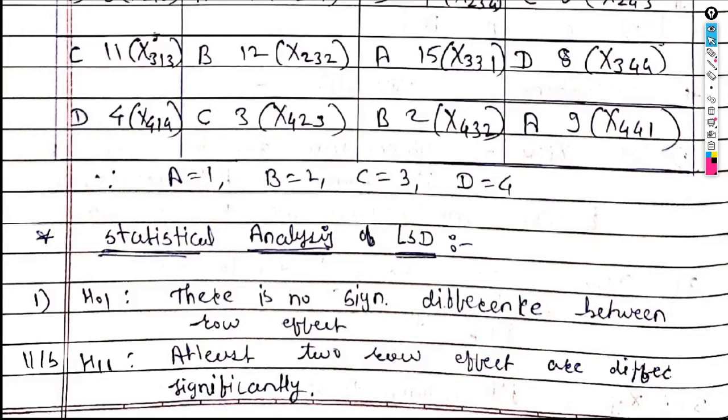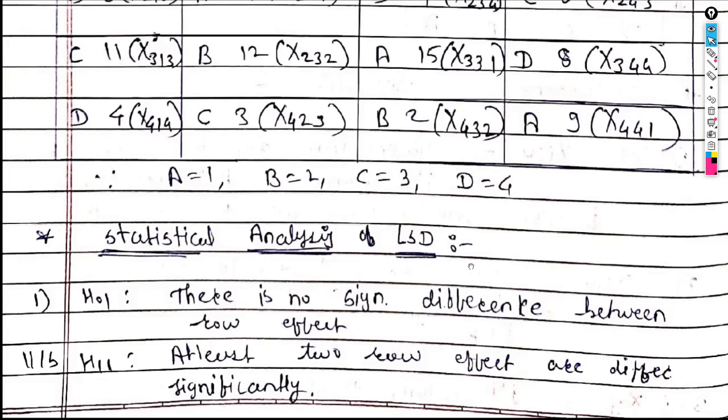So, in the previous lecture, we had discussed a real life situation of Latin square design and its layout. In Latin square design, our interest is to test hypothesis. So, first hypothesis is H01: there is no significant difference between row effects. In LSD, we consider treatments, rows and columns. So, our first hypothesis is there is no significant difference between row effects versus H11: at least two row effects differ significantly.